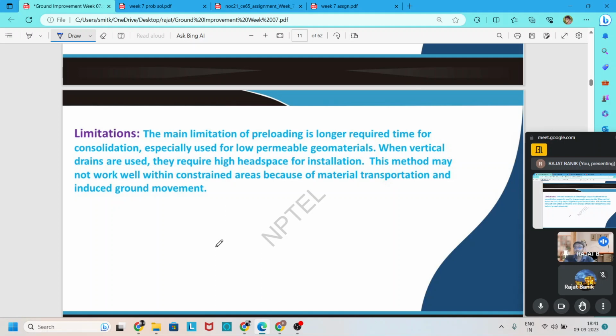Also, if we apply vertical drains, which we already discussed, they require high headspace and some skill level to install. To apply this technique, the area should also be free from constraints, because of material transportation and induced ground movement. So these are the limitations of this technique.